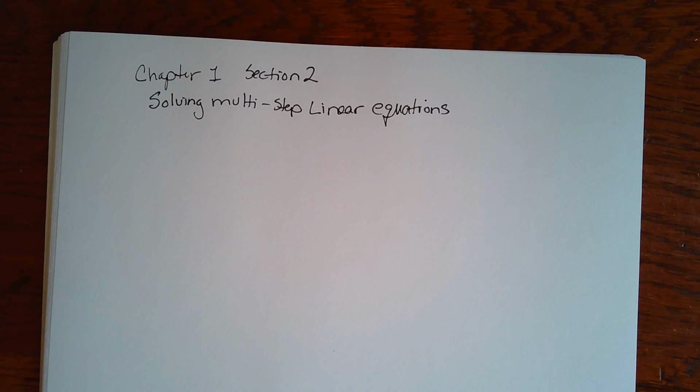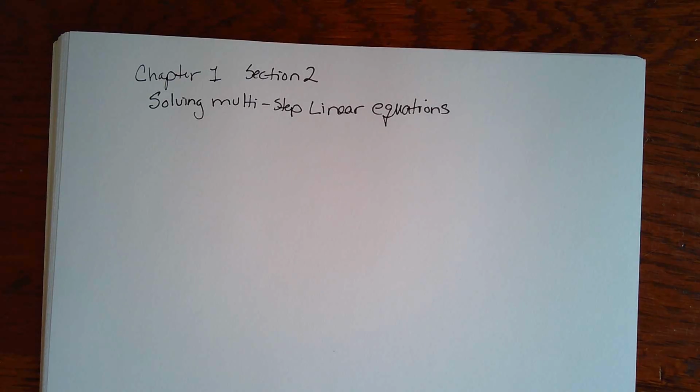Welcome back. Today we're going to start Chapter 1, Section 2. So we left off solving just one step at a time. So we just did one step, either add, subtract, multiply, or divide to solve for our variable that we isolated. So today we're going to do multi-step linear equations. So lots of big words. What does this basically mean?